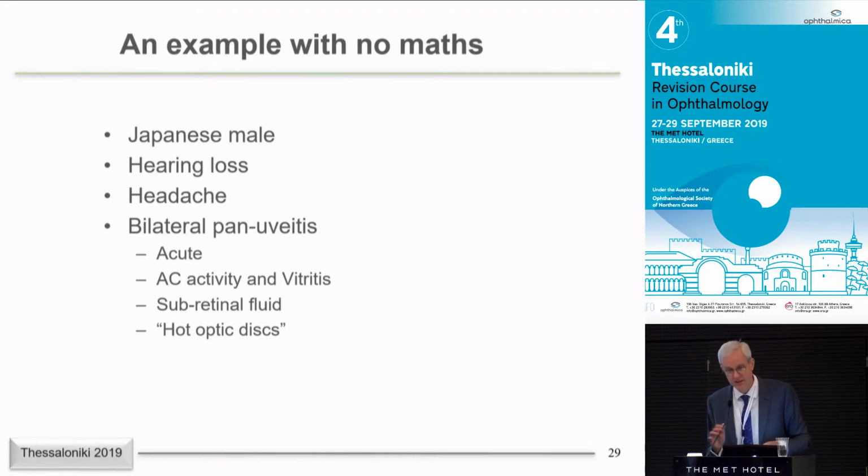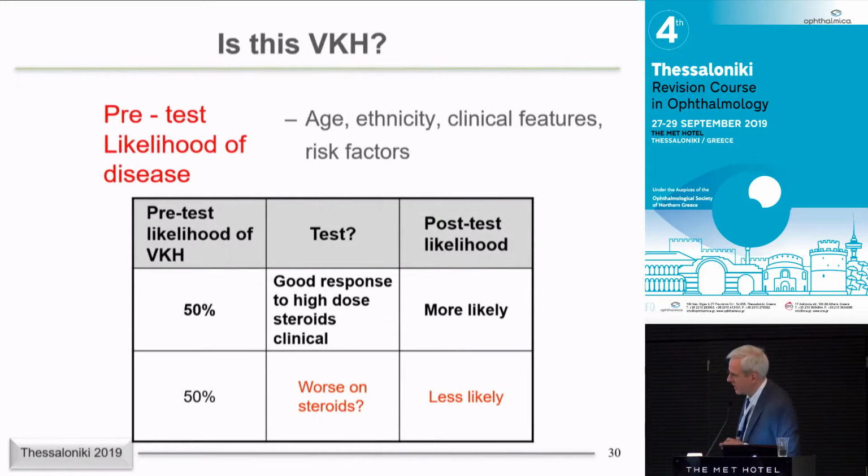He was a Japanese male, hearing loss, sudden panuveitis, acute AC activity, hot discs, and fluid. Anyone like to suggest one diagnosis this might be? VKH, yeah, well, that's what the resident thought, and they read the books, and that's fair enough, okay? So we give the patient high-dose steroids. When I say we, I didn't see the patient for a few days, so I didn't, but someone did. Now, normally we'd expect VKH to respond to high-dose steroids, if the patient has taken the medicine.